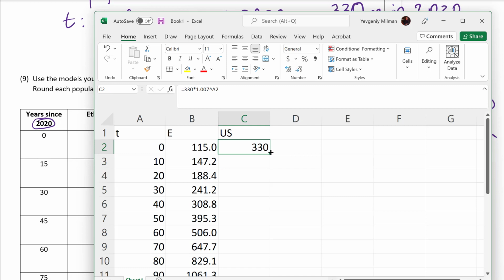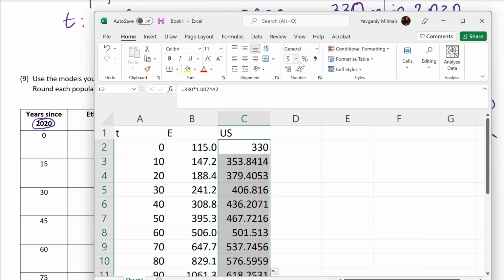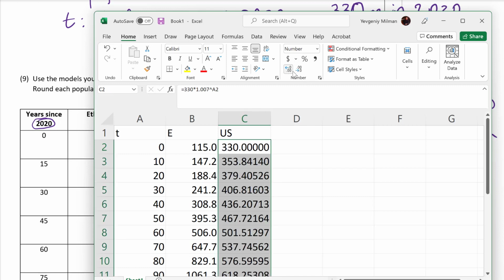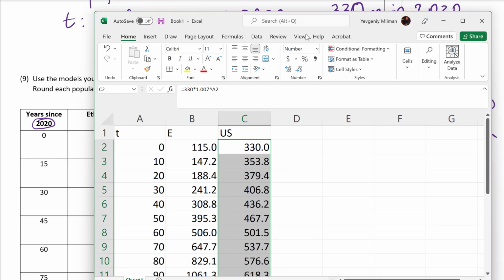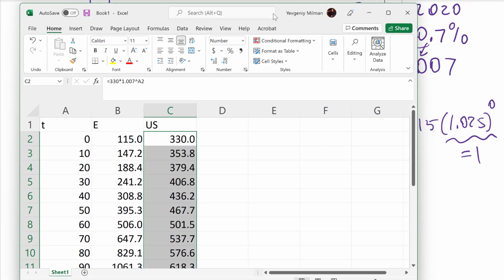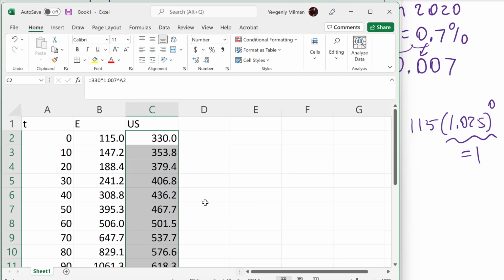All right, and then we double click. Let's also make this have fewer digits. Like that. And then we'll look at this chart, and you can see that eventually Ethiopia overtakes the United States. So that happens somewhere around here, around 60 years, I guess, right? A little less.